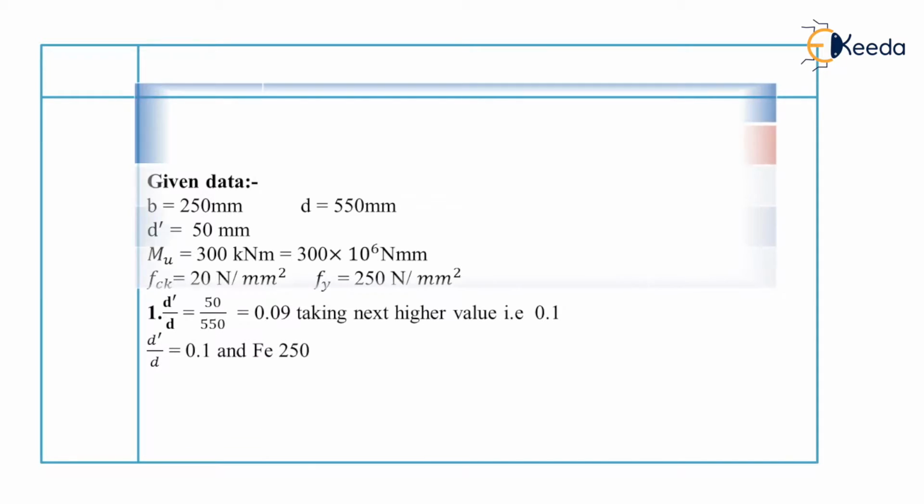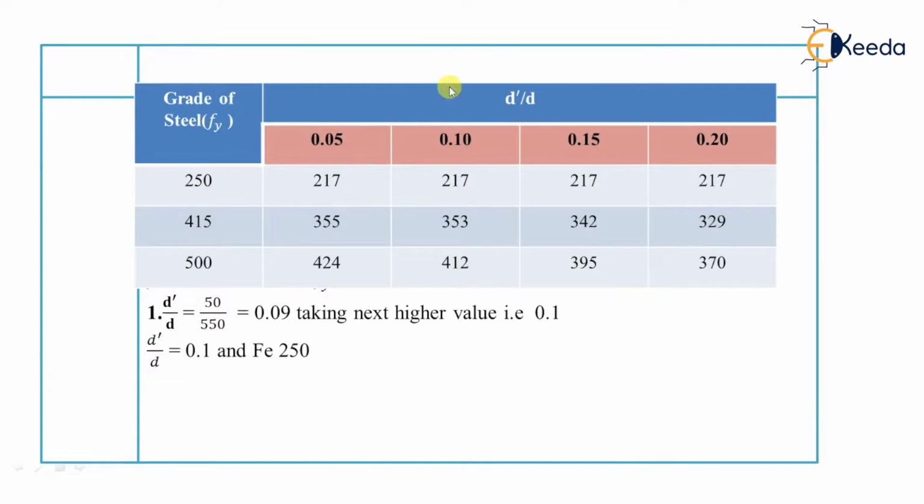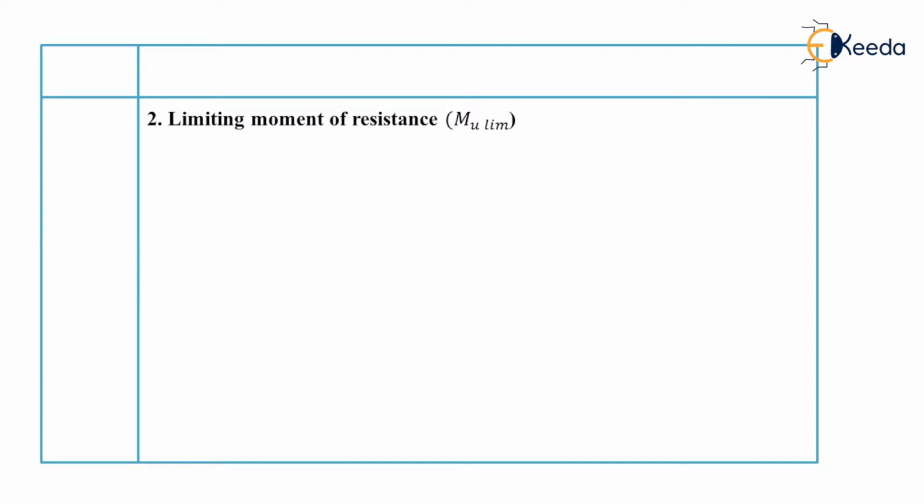And for Fe250 grade of steel, here is the table. You can see that for 250 grade of steel, the value for fsc is same, that is 217 Newton per mm square. So here fsc value is 217 Newton per mm square. Now our second step is to find out the limiting moment of resistance, that is Mu limit. And as Fe250 grade of steel is given, therefore xu max is equal to 0.53 into d. So 0.53 into 550, which is equal to 291.5 mm.